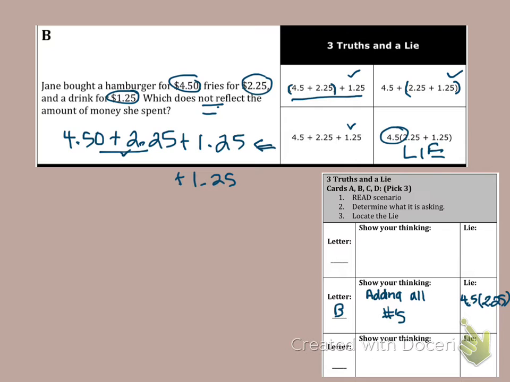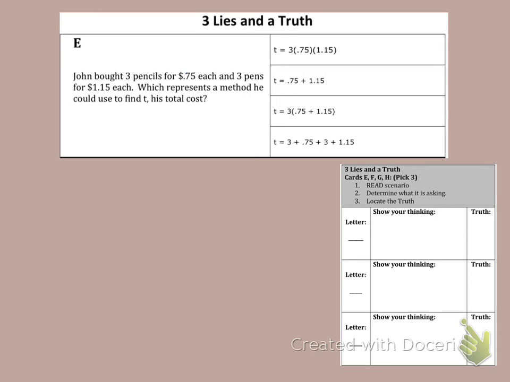Okay, so there is 2 more, C and D. Pick one and do that one on your own. The next set is 3 lies and a truth. So this one, there's only 1 answer that is correct. Okay, so it says that John bought 3 pencils for 75 cents each and 3 pens for $1.15 each. What represents a method you could use to find the total cost?